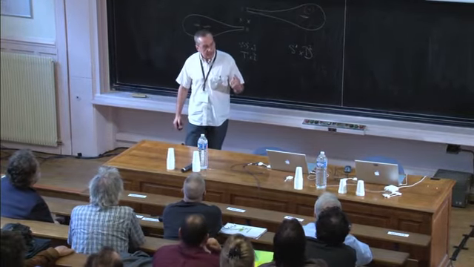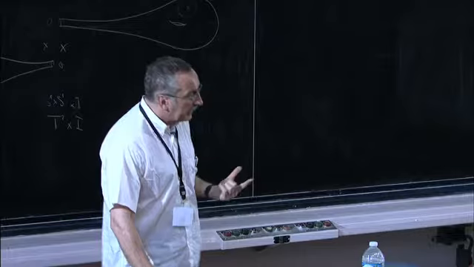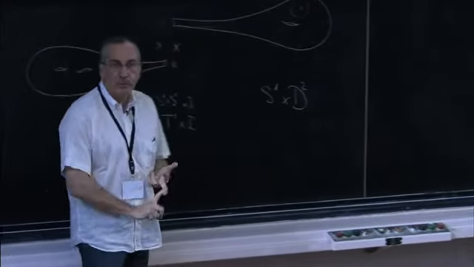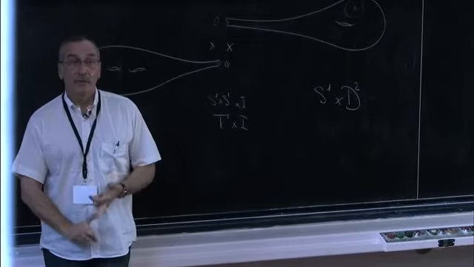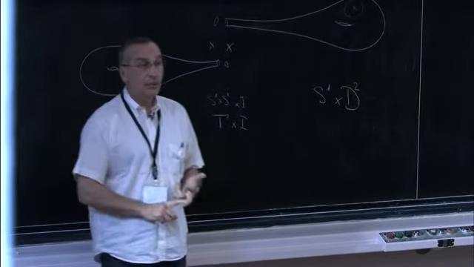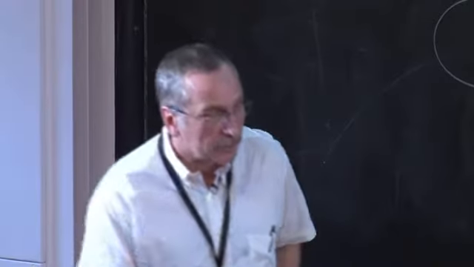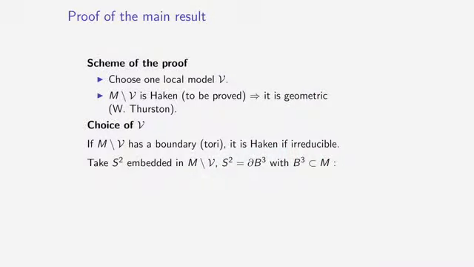The only problem is that this manifold with boundary has to be proved to be Haken, or to be irreducible. So that's the key step. We have to show that when you take this ball out, what is left is irreducible. So let's try to do this. Let's take, so I will call V, this calligraphic V, the local model that I have taken out. So M minus V is this manifold with boundary. We'll see what the boundary is later.